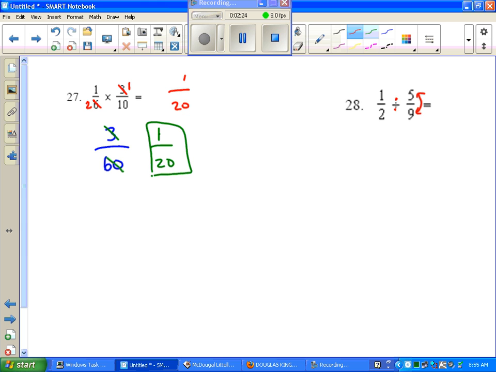Multiply by the reciprocal. So what you want to do is leave the first fraction just like it is, 1/2. Change division into multiplication, and flip it, so instead of 5 over 9, make it 9 over 5. Now multiply straight across. 1 times 9 is 9. 2 times 5 is 10. No number goes into both of them.